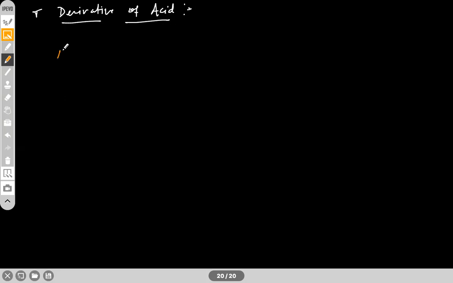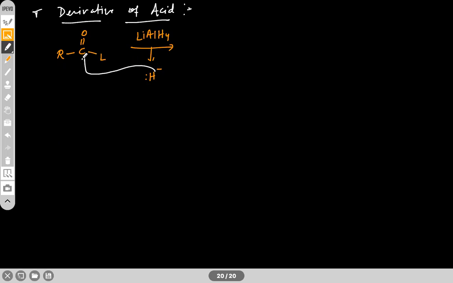You see this compound, RC double bond O, L, where L is the leaving group. With LiAlH4, I'm not going to write down again and again how H minus we get from this. Can I write this directly? We'll get hydride ion H minus. No issue. Right?